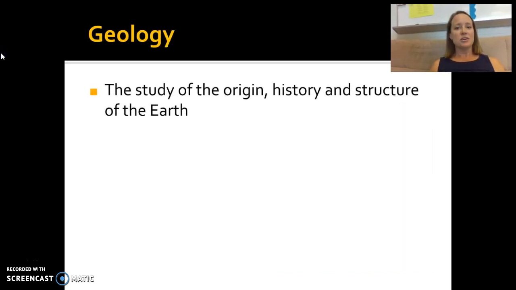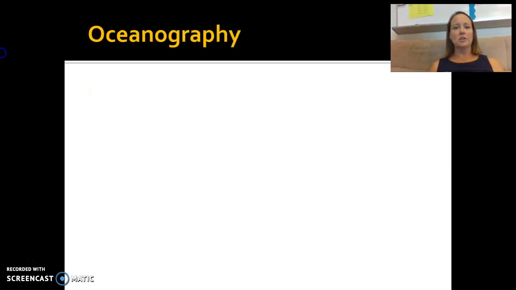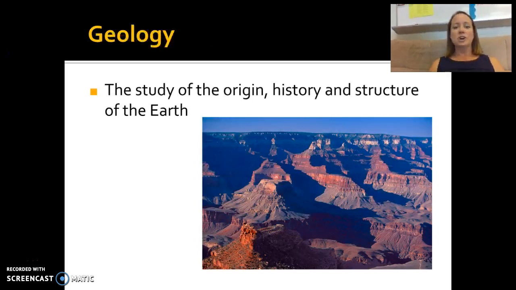Geology, the prefix geo means earth, so geology is the study of the earth. We'll be looking at the origin, the history, and the structure. Now, when I say history, I don't mean like the wars that were fought or who was president. What we're talking about is the history of Earth and the processes, why the landforms look the way they do today. We'll be looking at the structure of the Earth, like if you were to cut it in half, what you would see on the inside, and how the Earth has changed over time. So we're looking at the geologic history.